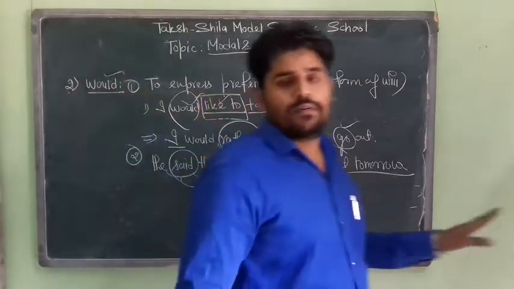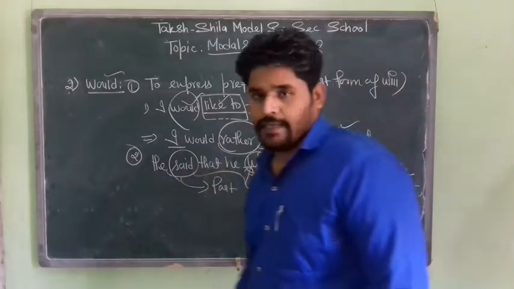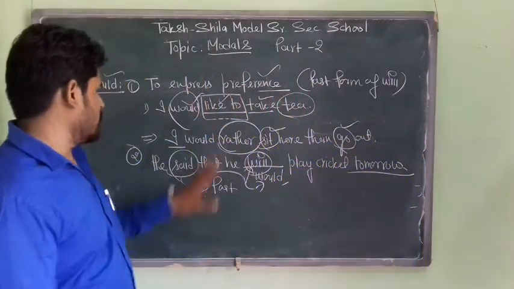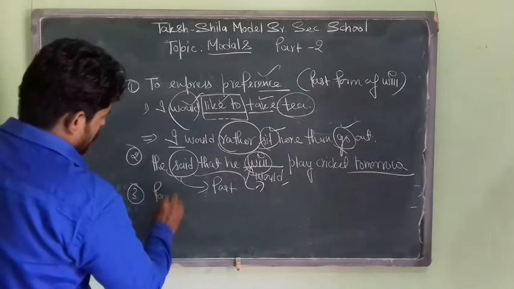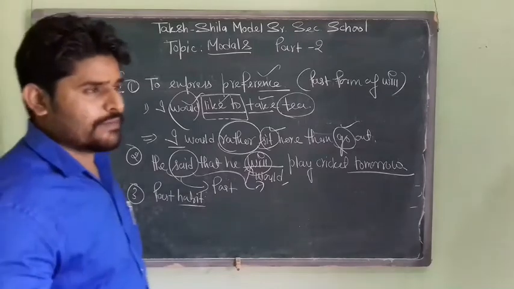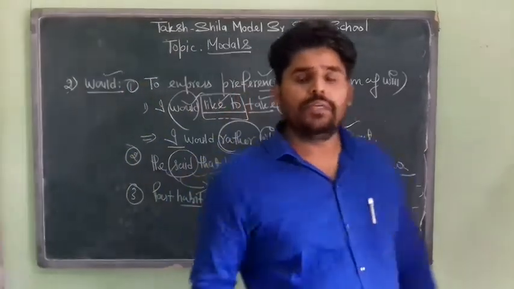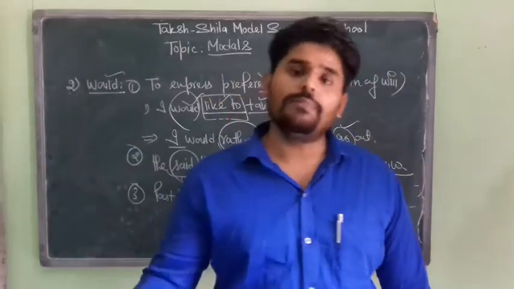The similar use we have just seen in the case of should, right? So this is the second use of would, and then there is the third use. It is used to express what? Past habit. Past habit is such an activity that we used to do in the past and now we have just stopped doing it. This is called the past habit.